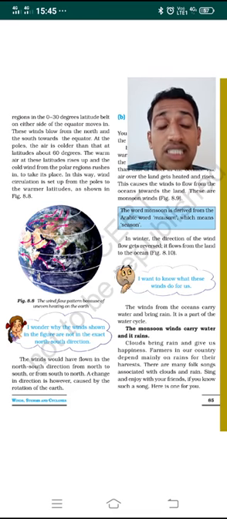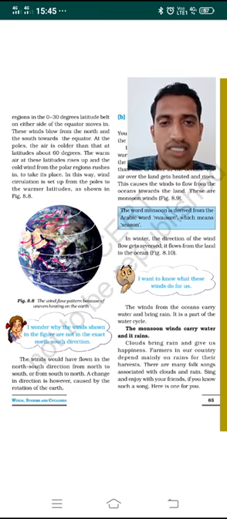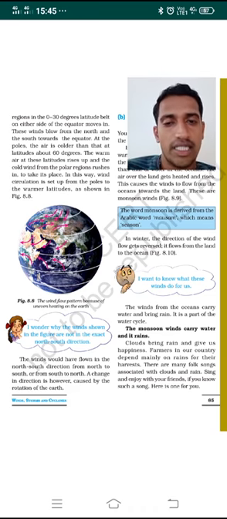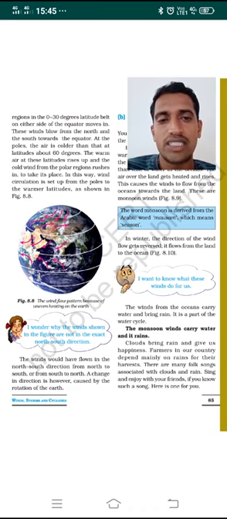Hence these winds blow from the north and the south towards the equator. It means these winds start blowing from the North Pole as well as the South Pole up towards the equator. Towards the equator, hot air is rising up, so the cold air from the North Pole and South Pole starts moving towards the equator.